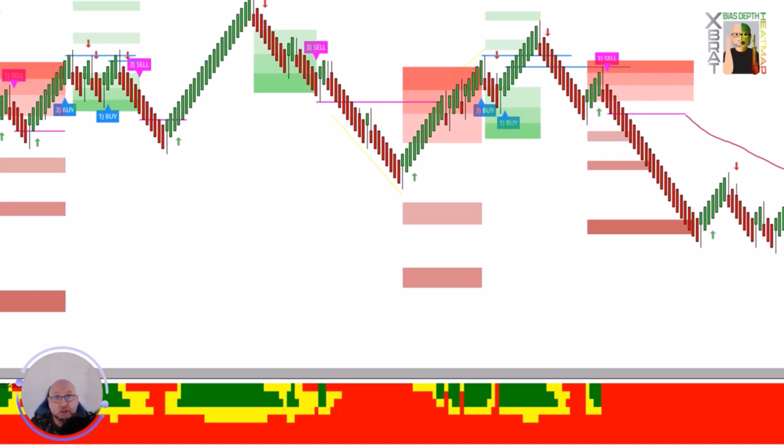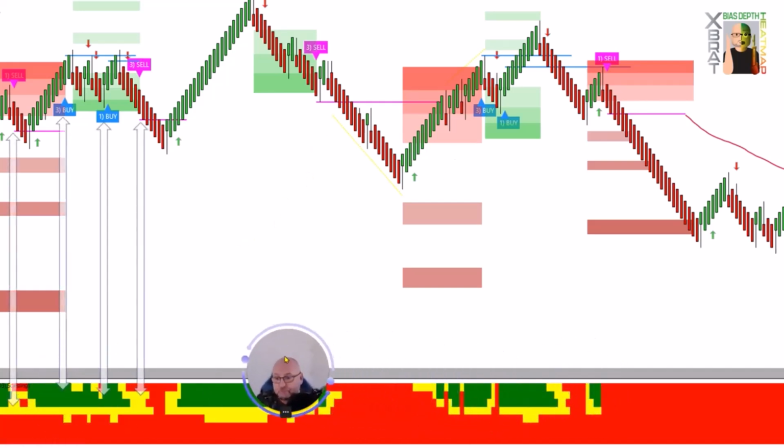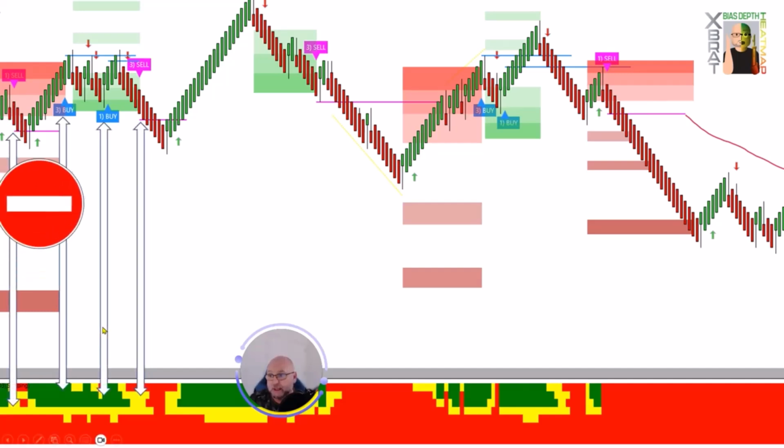To do that, you need the buyers backing you up. So these first trades, the sell, 2 buys, and the sell here, look at the BIAS Depth Heatmap. Totally mixed, green, yellow, red. You don't act on those trades, okay?